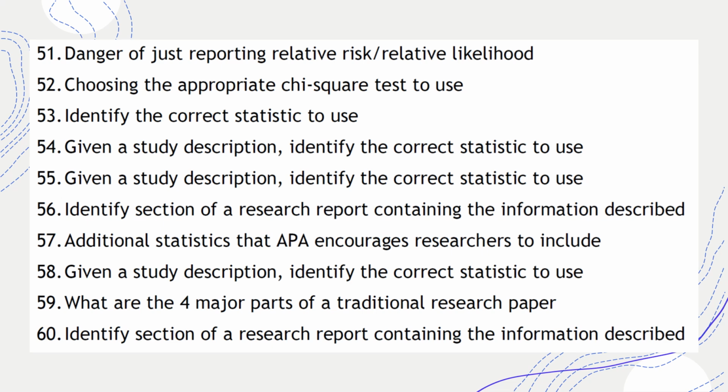56. Identify section of a research report containing the information described. So this is where you might want to make sure that you've got a handle on what shows up in the introduction, what kinds of things show up in the method section, in the results, and in the discussion. It is going to tell you, this is the information, which section is it going to be in? So be sure to refresh your memory on what things show up in those.